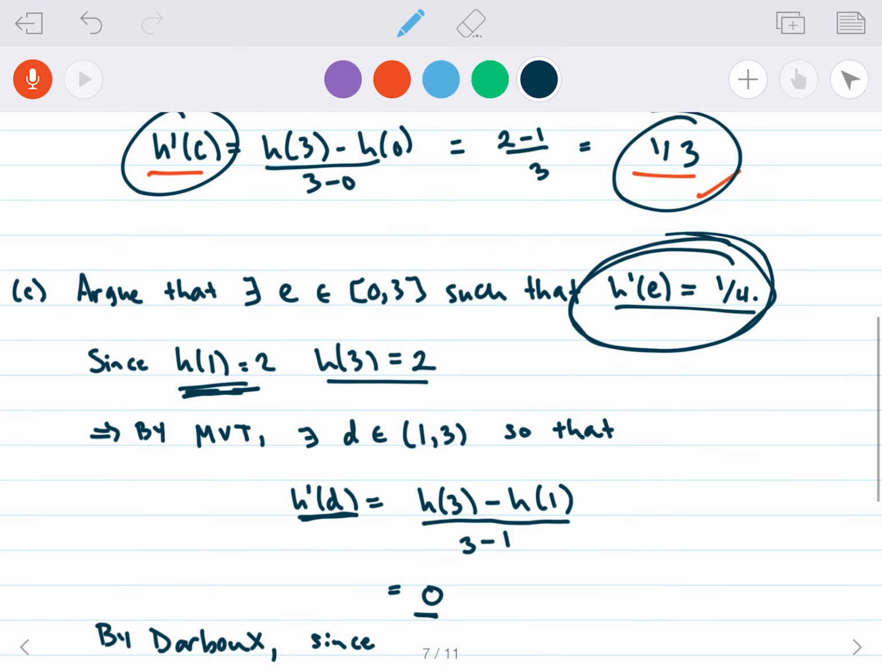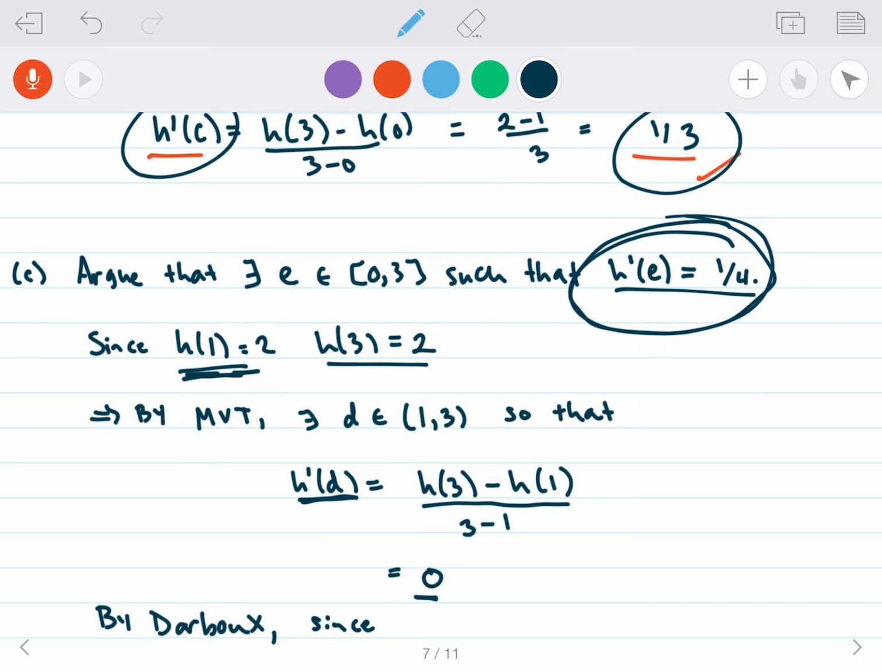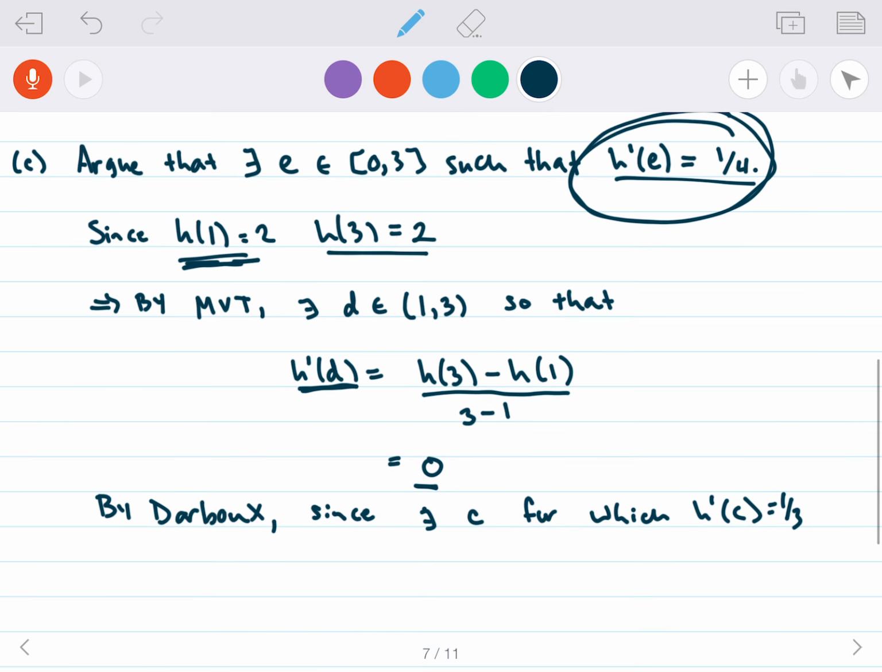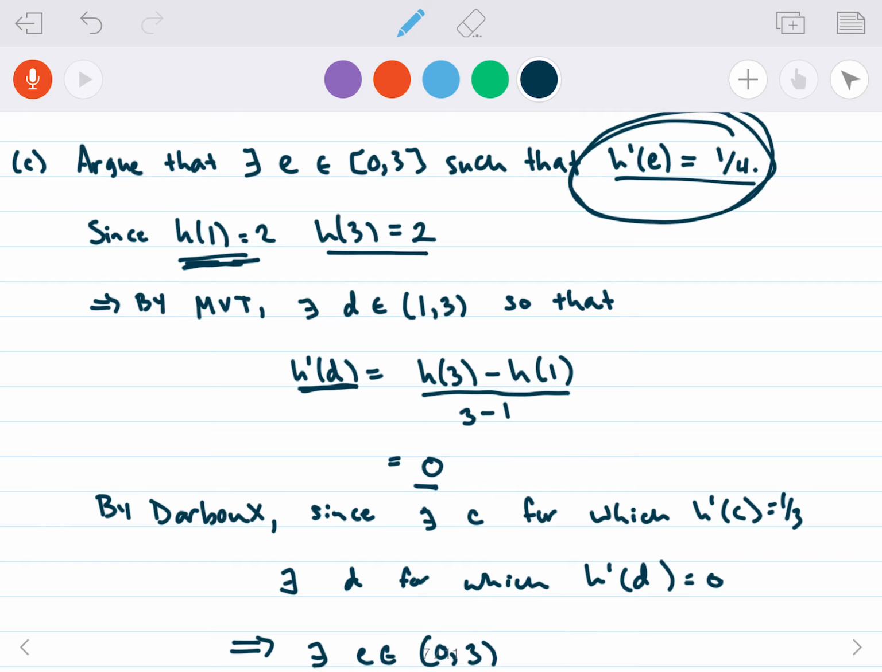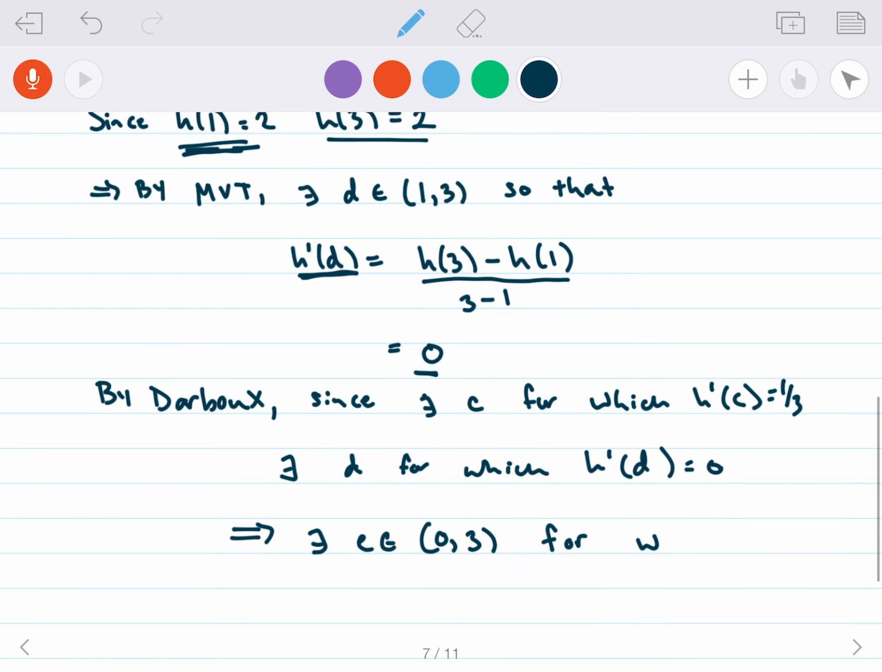So by Darboux, since there exists c for which h prime of c is equal to 1/3, and there exists d in our interval for which h prime of d equals 0, then it follows that there has to be an e in our interval for which h prime of e is equal to 1/4, and that's because a fourth lives between 0 and 1/3. So this follows from Darboux's theorem.